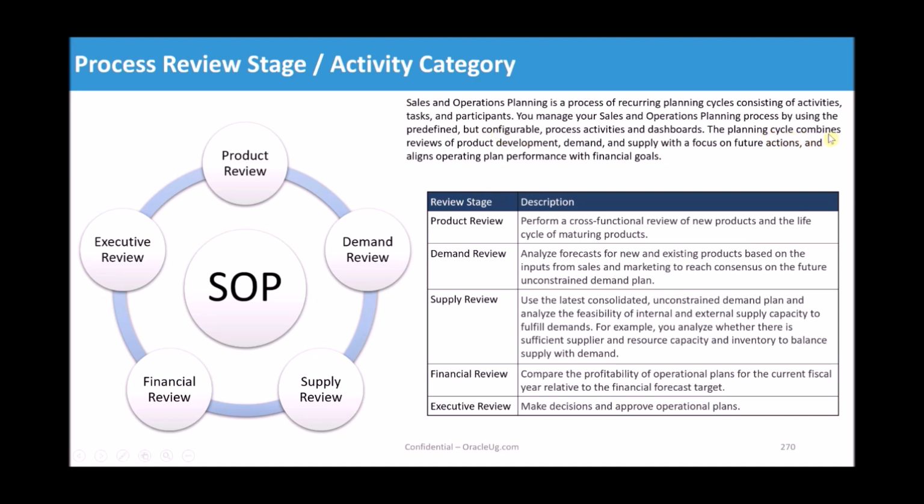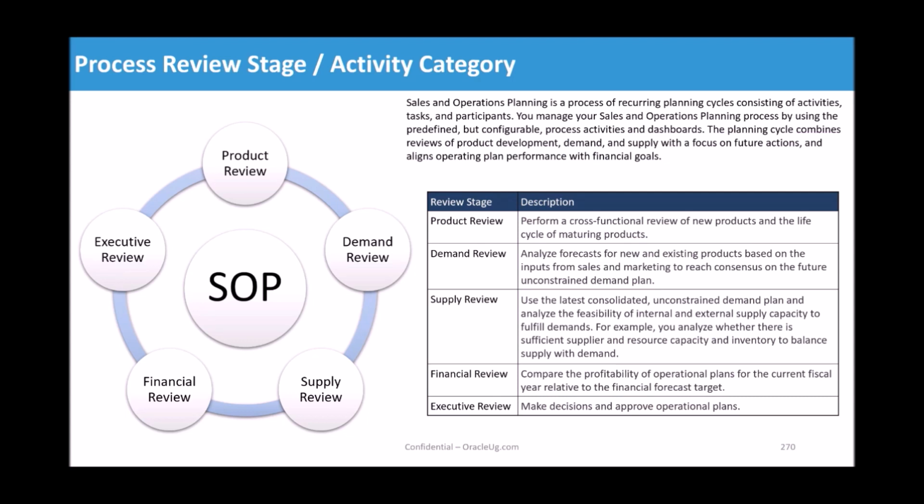The planning cycle combines review of product development, demand, and supply with a focus on future actions, and aligns operation planning performance with financial goals. And these five are what exactly we do in the product review. In product review, we perform a cross-functional review of new products and the life cycle of maturing products. Then in demand review, we analyze all the existing demand as well as what would be the future demands.